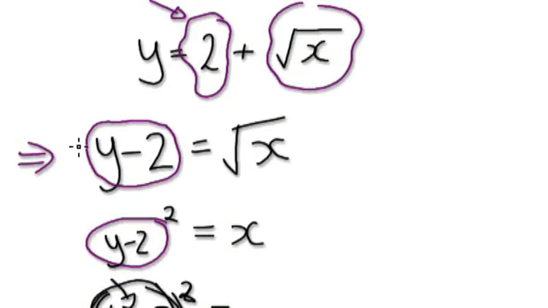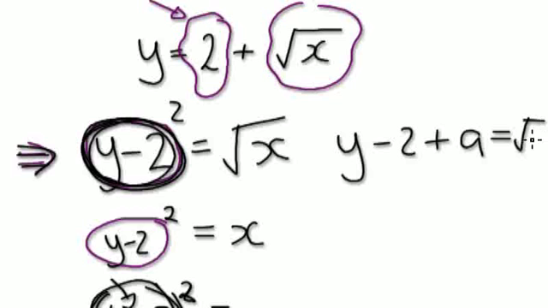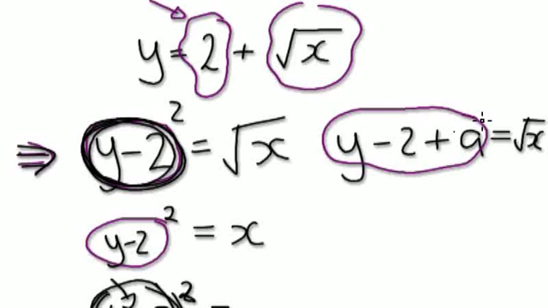I know this bit is really strange, because when you have y take away 2, if you square both sides, you have to imagine that this is one whole thing here. This is one bubble here, and then you can square it. If you have something like y minus 2 plus a, and you square both sides, you have to imagine all this exists in a bubble, and then you can square it.